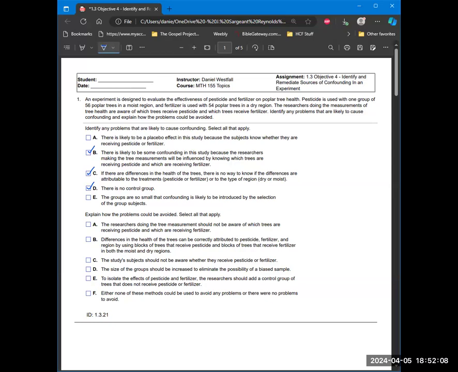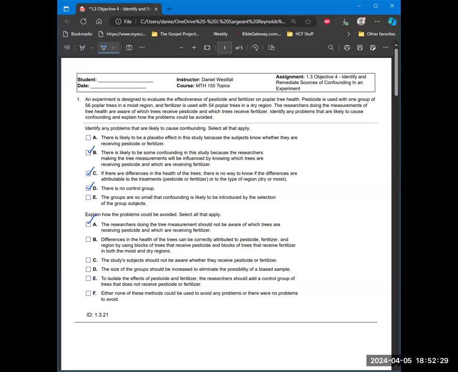Explain how the problems could be avoided and select all that apply. So the first option here is the researchers doing the tree measurements should not be aware of which trees are receiving pesticides and which are receiving fertilizer. Right, there should be some blinding there. So that's what that's saying.